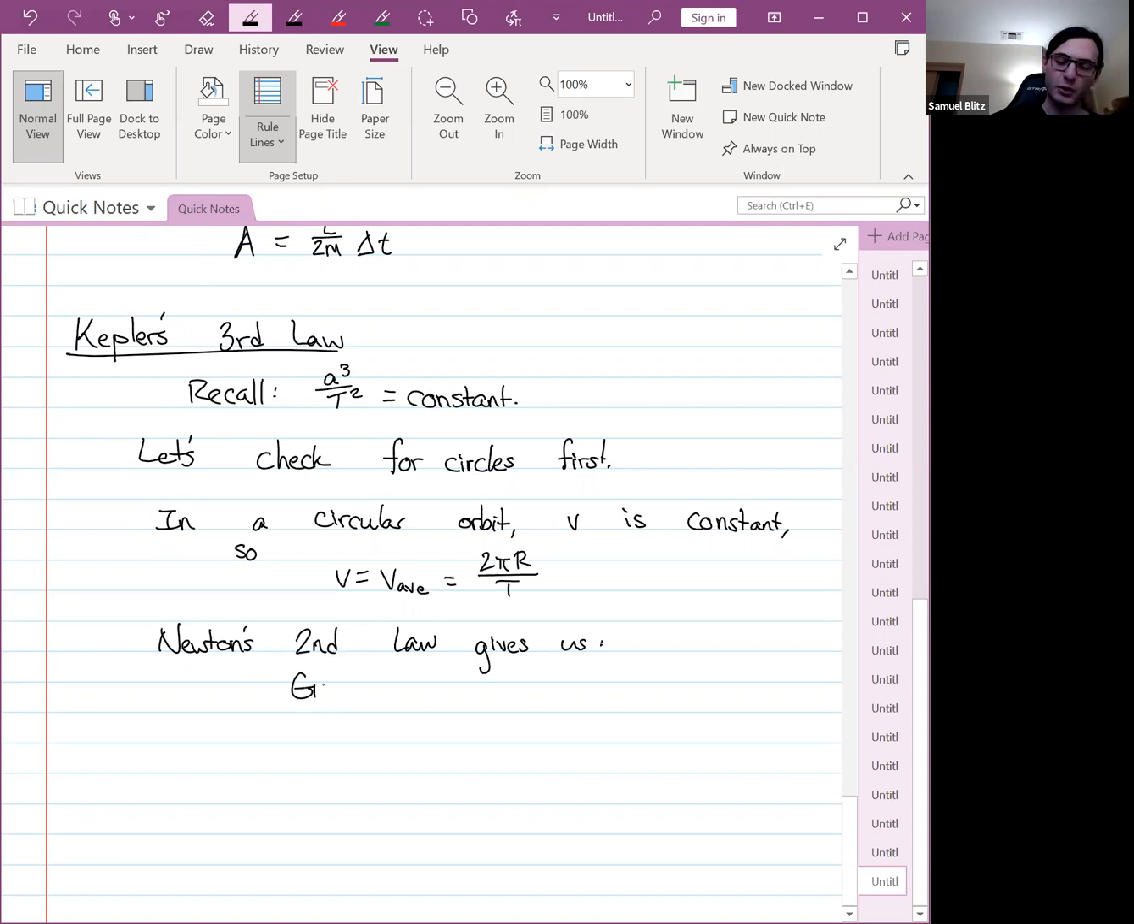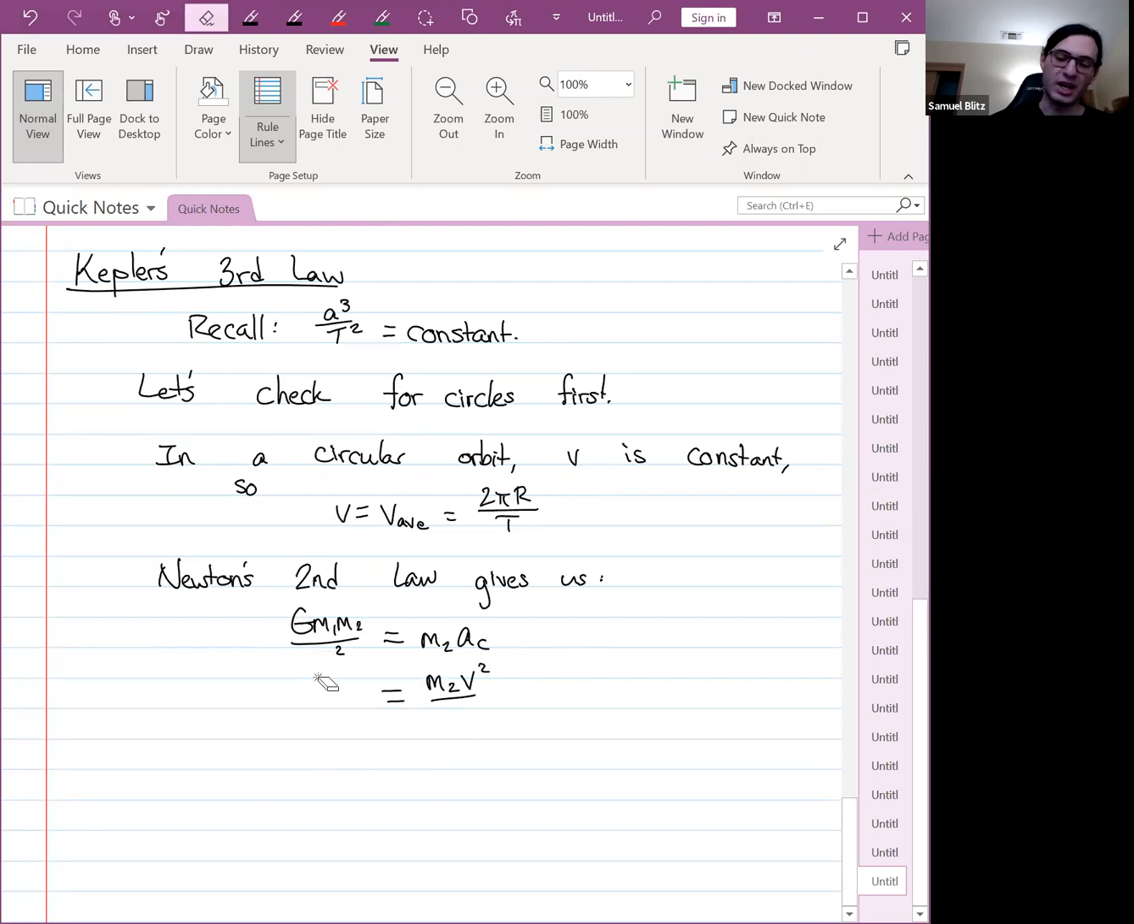It gives us that the magnitude of the force, G m1 m2 over r squared, is equal to the mass times the centripetal acceleration. Because it's circular motion, the acceleration of the object is the centripetal acceleration. So this would be m2 times a_c. Now m2 times a_c is just m2 times v squared over r. And so v squared over r, these should be capital R's because this is the radius of the orbit. And so we can just solve for v squared here. And we get that v squared is equal to G m1 over r. Okay, great.